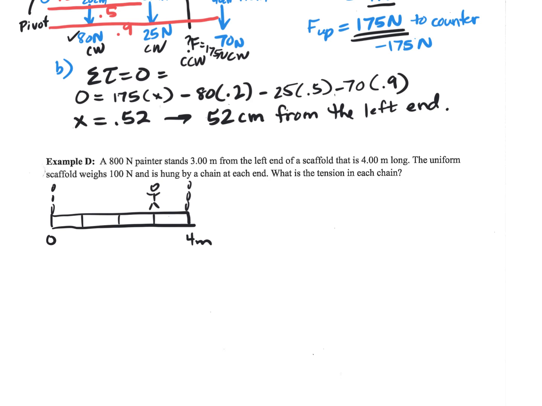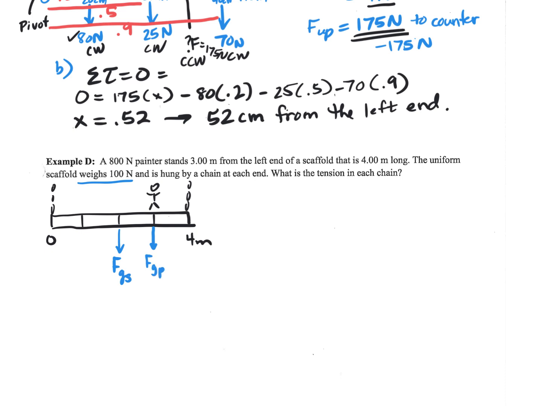Does the scaffold itself weigh anything? The scaffold weighs 100 newtons, so where do we put its mass times gravity? At the center, yes. So the force of gravity of the scaffold is here, isn't it? For the scaffold. What about the painter? Does the painter have any mass? So we also have him pressing down, force of gravity of the painter.